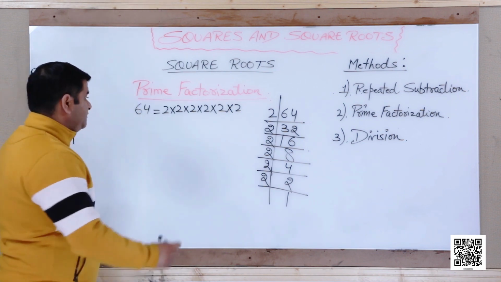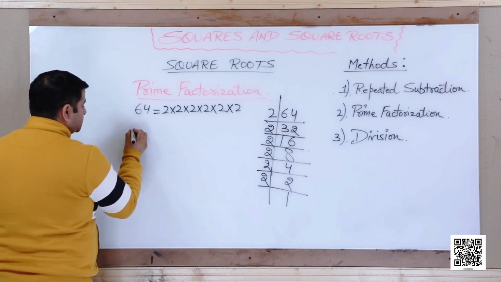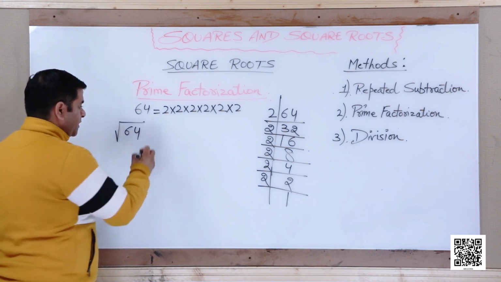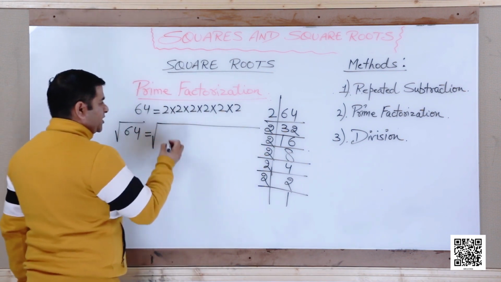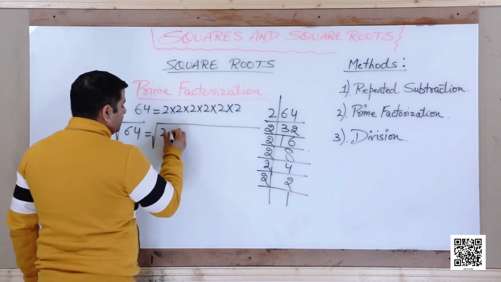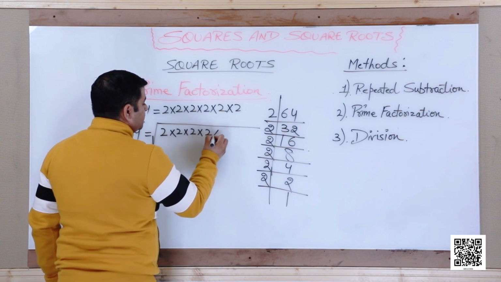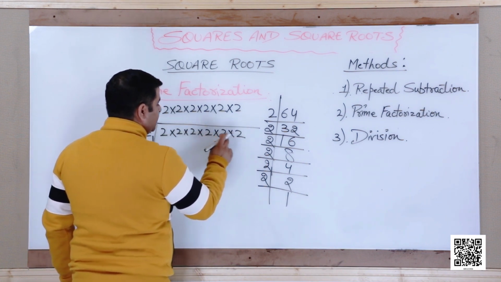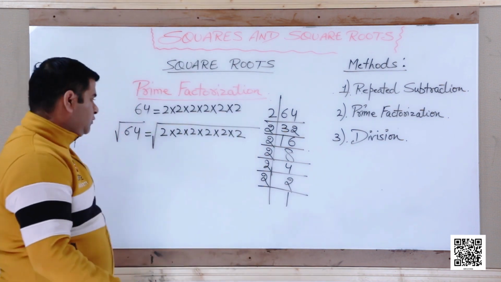Now see, we have to find the square root of 64. So I put a root here and a root on its prime factorization too: 2 multiplied by 2 multiplied by 2 multiplied by 2 multiplied by 2 multiplied by 2, 1, 2, 3, 4, 5, 6. Now students, you look very carefully. What do we do?